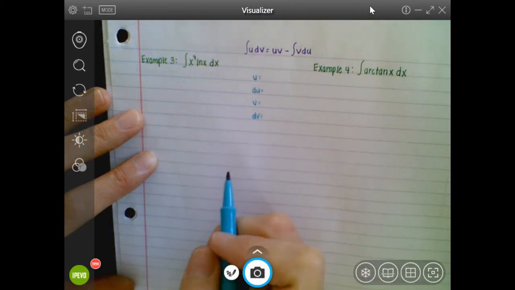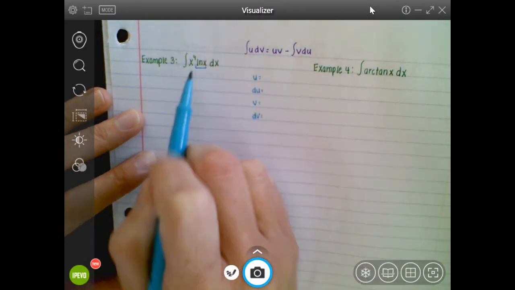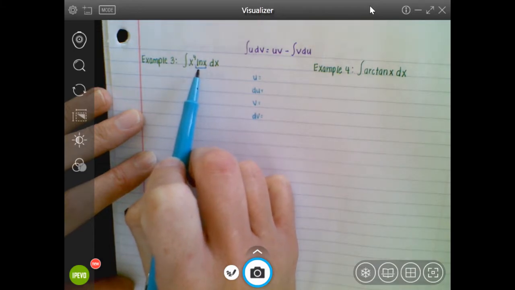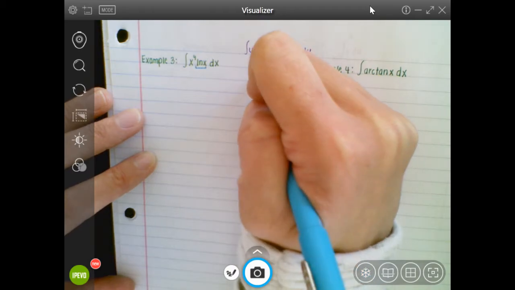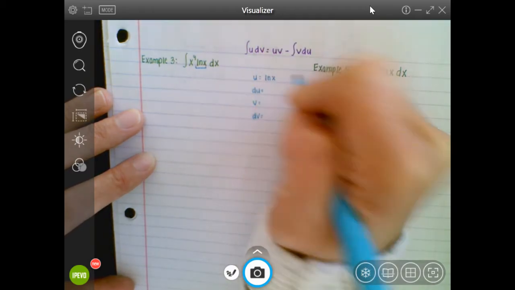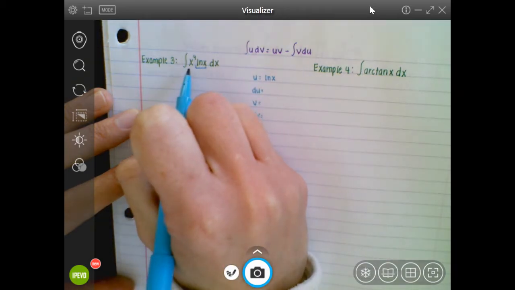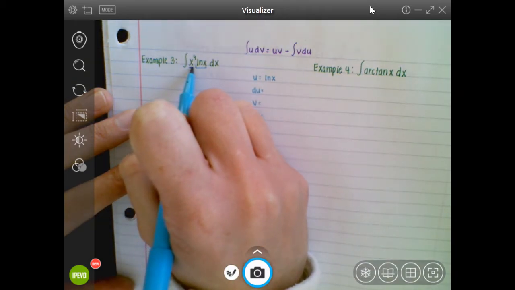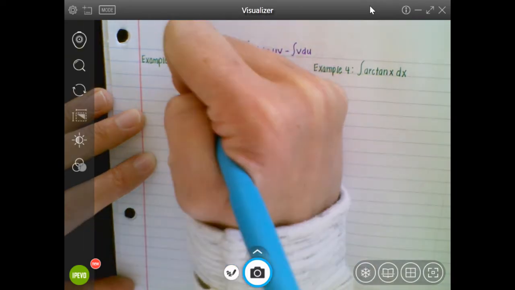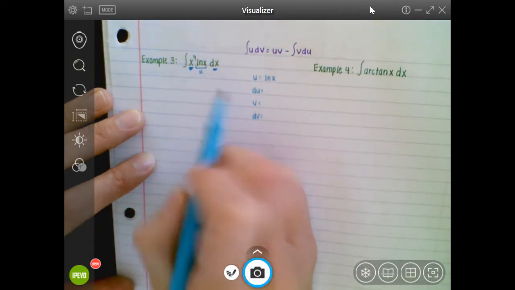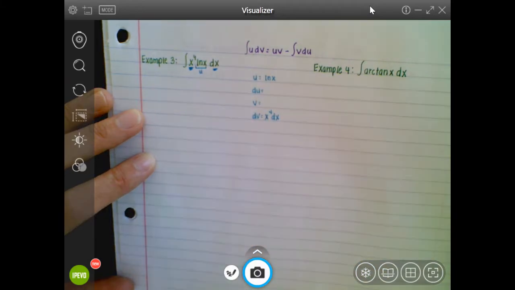So I'm going to pick my u to be my ln of x. And the reason for that is taking the derivative of ln of x is pretty easy. The derivative of ln of x is just 1 over x. So that's usually how I start. I think to myself, okay, well, what's an easy derivative to take? So that means that this other stuff, and I know this stuff isn't next to each other, but this other stuff that's left over is actually all dv. So dv is actually x to the 4th dx.